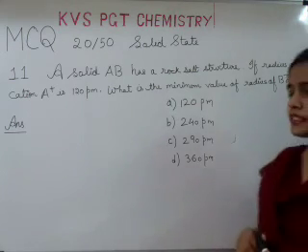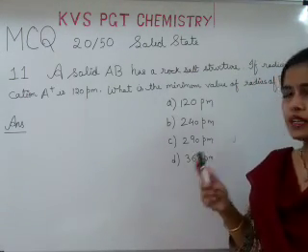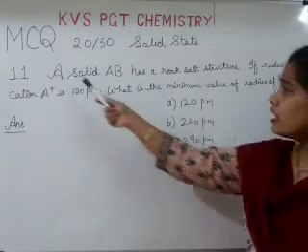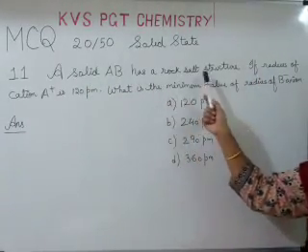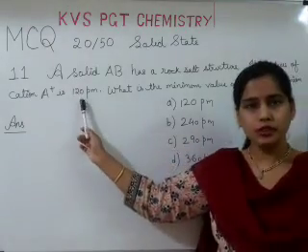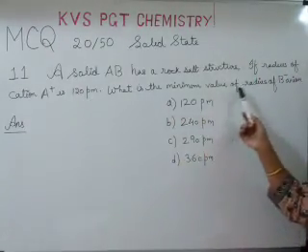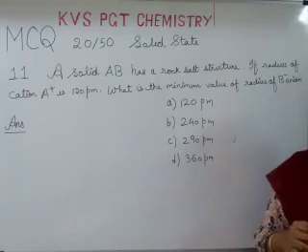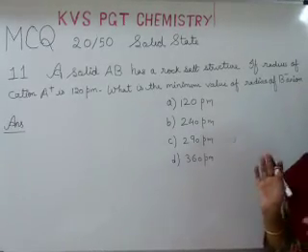Dear students, let us see the first question. This is question number 11. Let us read. A solid AB has a rock salt structure. If the radius of cation is 120 picometer, what is the minimum value of radius of B minus ion? Okay, this is the question.